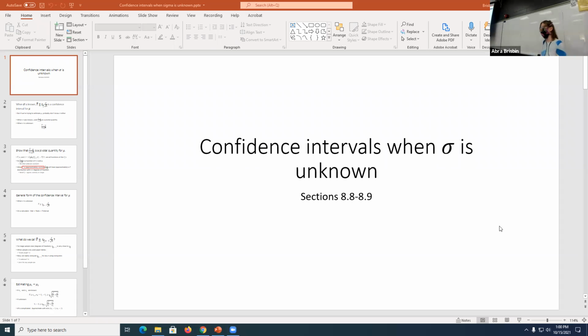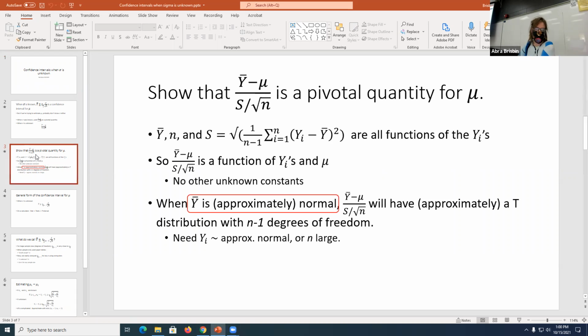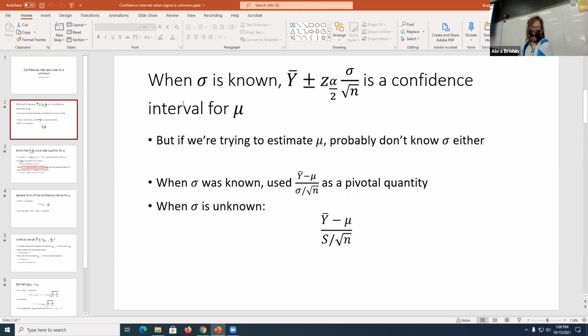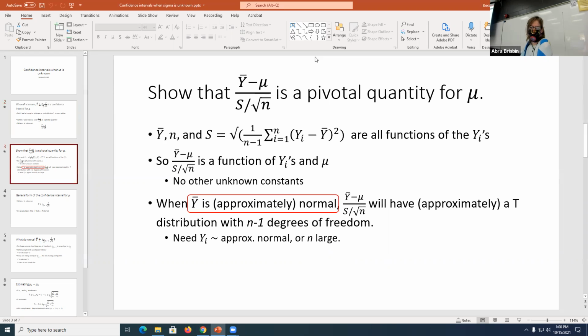So today we are continuing to talk about confidence intervals when sigma is unknown. So last time, we had shown that if the y sub i's are from a normal distribution and sigma is unknown, then y bar minus mu over s over the square root of n is a pivotal quantity for finding a confidence interval for the mean mu.